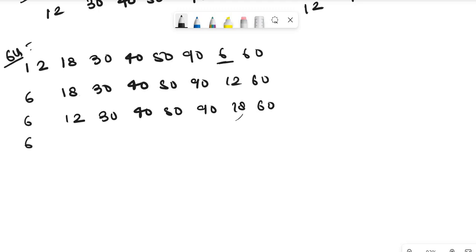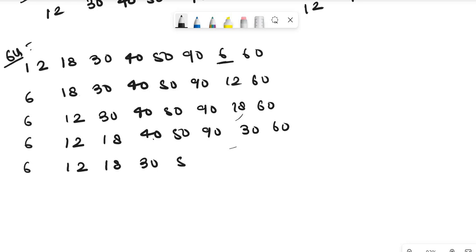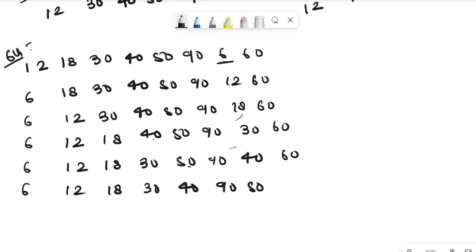18 with 30, yes it is smaller, 6, 12, 18, 40, 50, 90, 30, 60. 30 with 40, yes it is smaller, 6, 12, 18, 30, 50, 90, 40, 60. 40 with 50, yes it is smaller, 6, 12, 18, 30, 40, 90, 50, 60. 50 with 90, yes it is smaller, 6, 12, 18, 30, 40, 50, 90 and 60. Fine. Next, go to the seventh iteration.